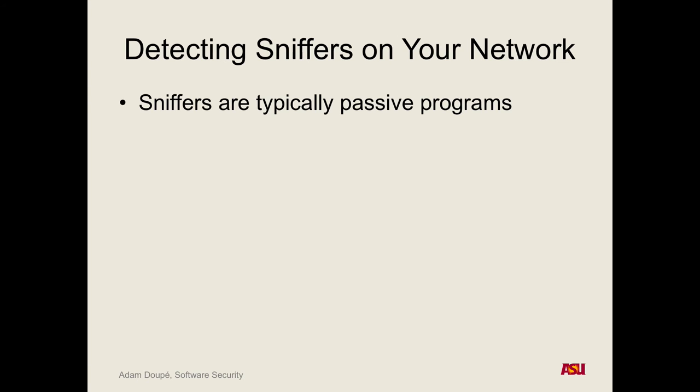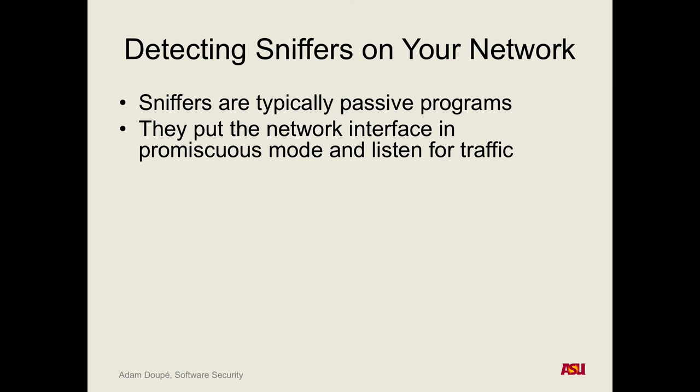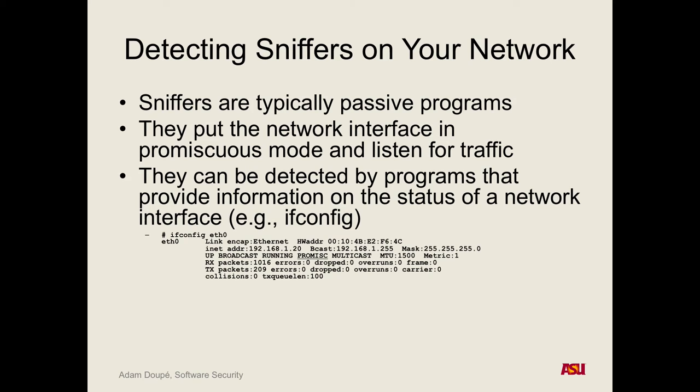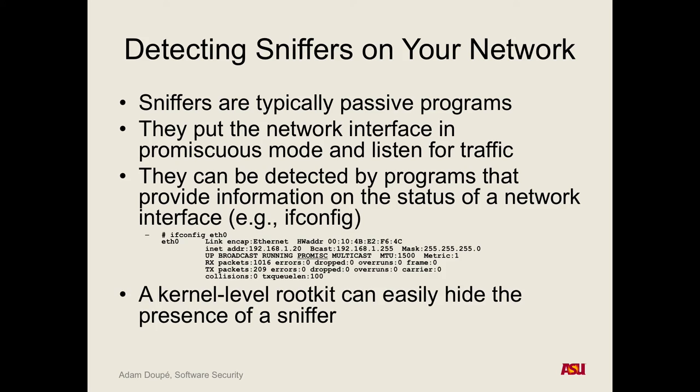So let's look over some things. They're typically passive, right? This is what makes it so difficult to detect. So we talked about if we can run code on your machine, yes, we can see if you're sniffing or not. We can use ifconfig on a Linux machine to see the configuration, and we can see that one of the interfaces has been put in promiscuous mode. And you can see that here in this example.